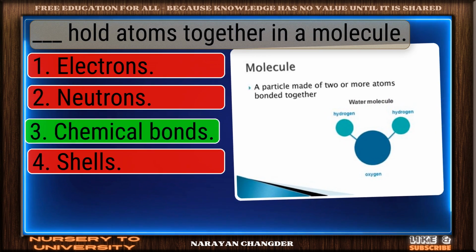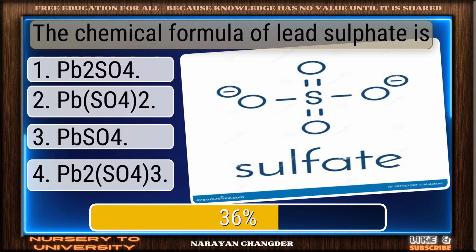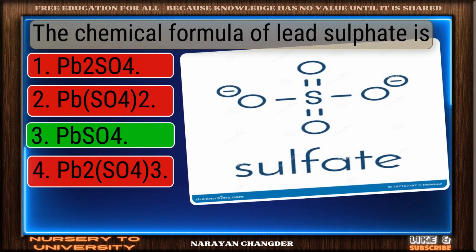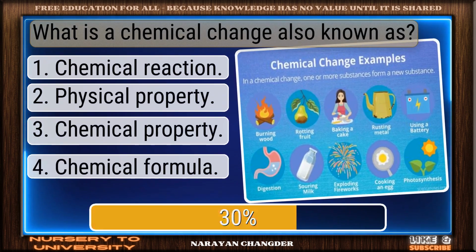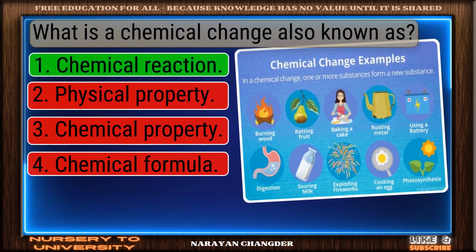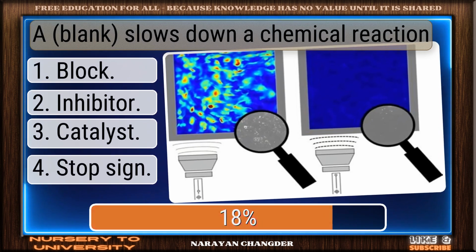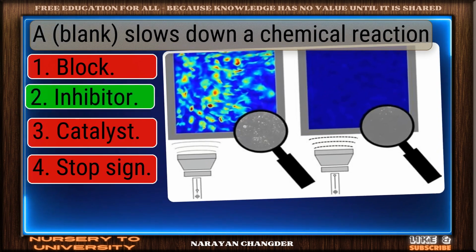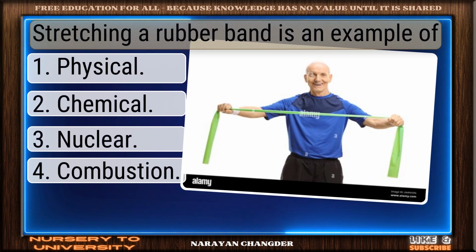Strong answer. Chemical bonds. The chemical formula of lead sulfate is ___. Well supported. What is a chemical change also known as? Smart thinking. Chemical reaction. It slows down a chemical reaction. Great job, inhibitor! Stretching a rubber band is an example of ___.